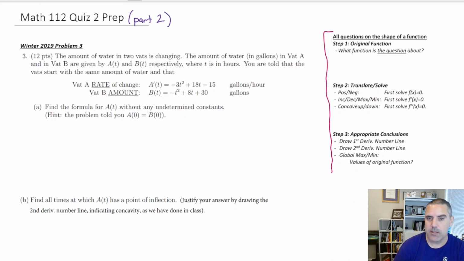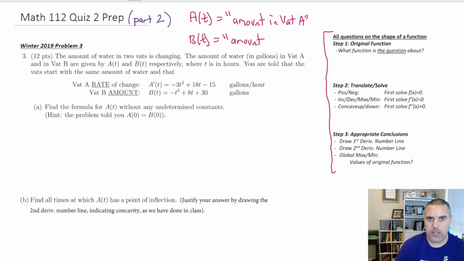This one isn't a business example. It's just an amount of something. Sometimes we do one that's like the height of a balloon. Sometimes we do one that's the amount of water in a tank. So it is good to read a question and realize, okay, they're telling me that A of T is the amount in vat A, in gallons, and they're telling me that B of T is the amount.